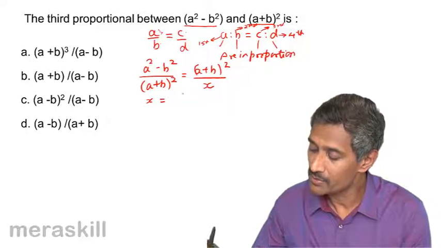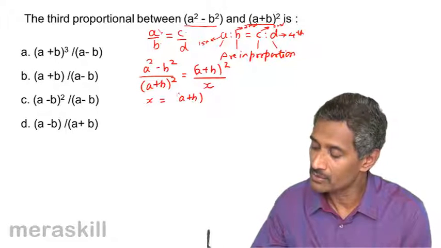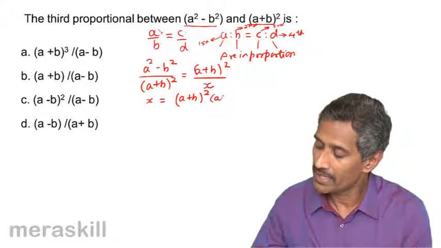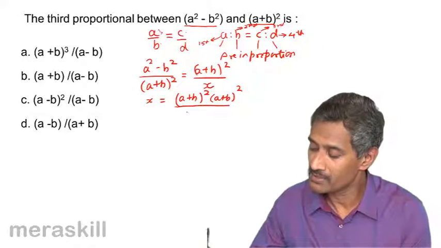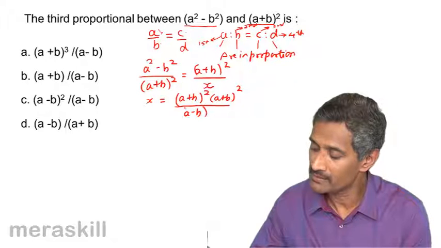So X is going to be A plus B the whole square into A plus B the whole square upon A square minus B square, which can be written as A minus B into A plus B.